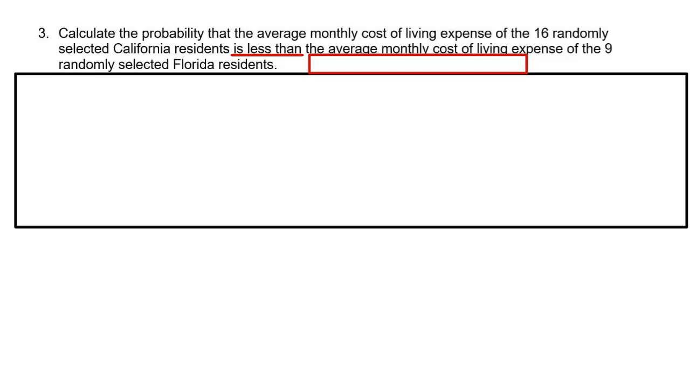What are they trying to help us find here? Boundaries. We're going to have a boundary where? At 0. We want the average monthly cost in California to be less than Florida.